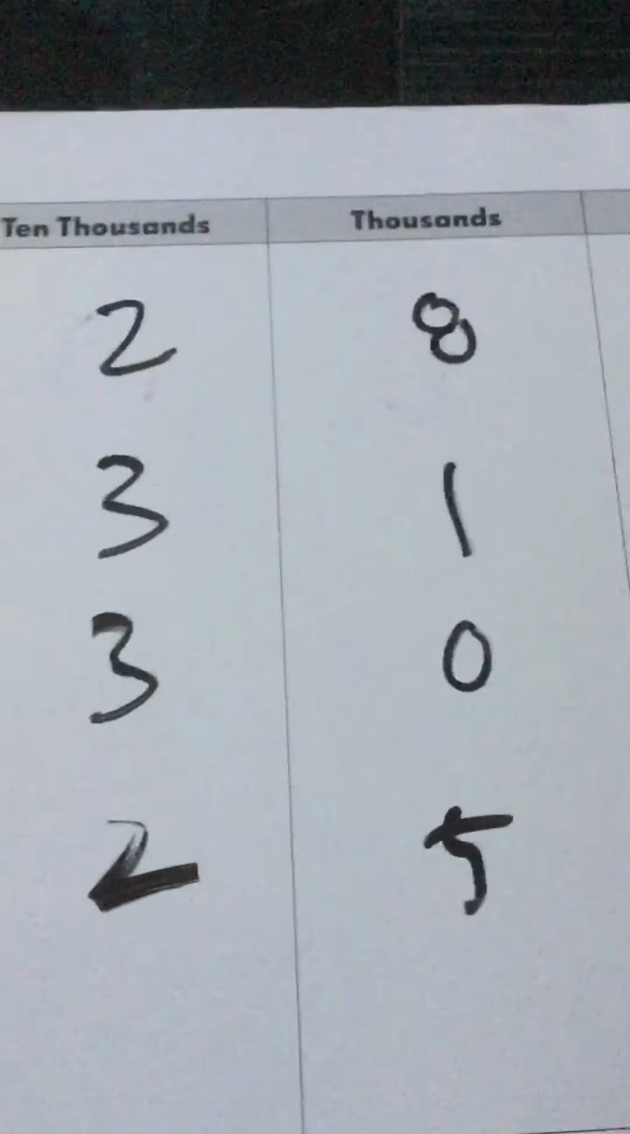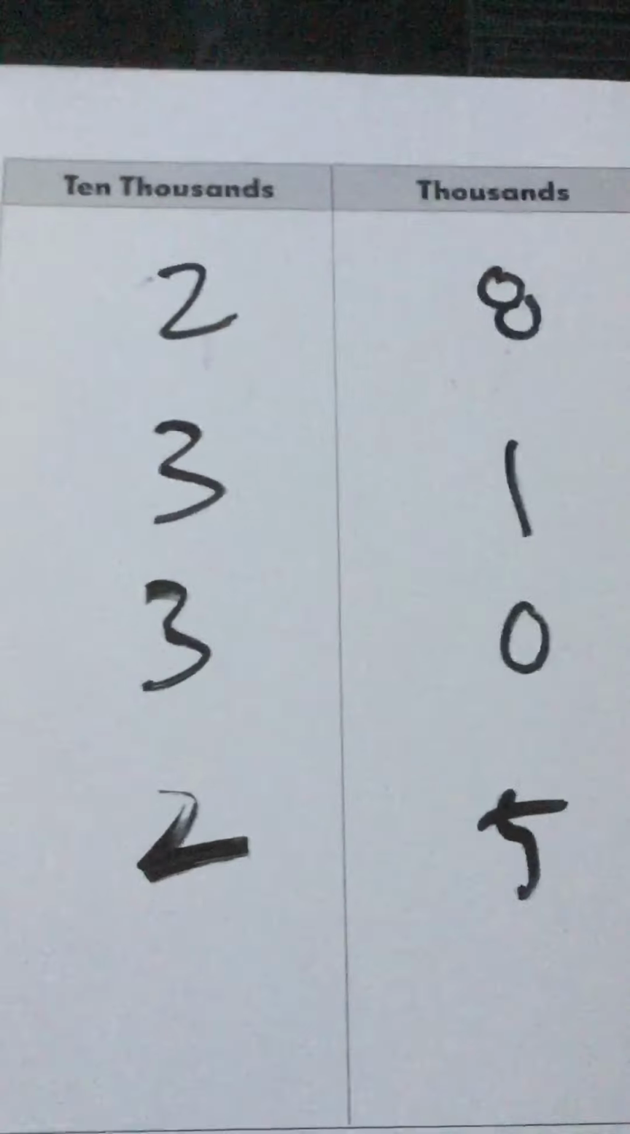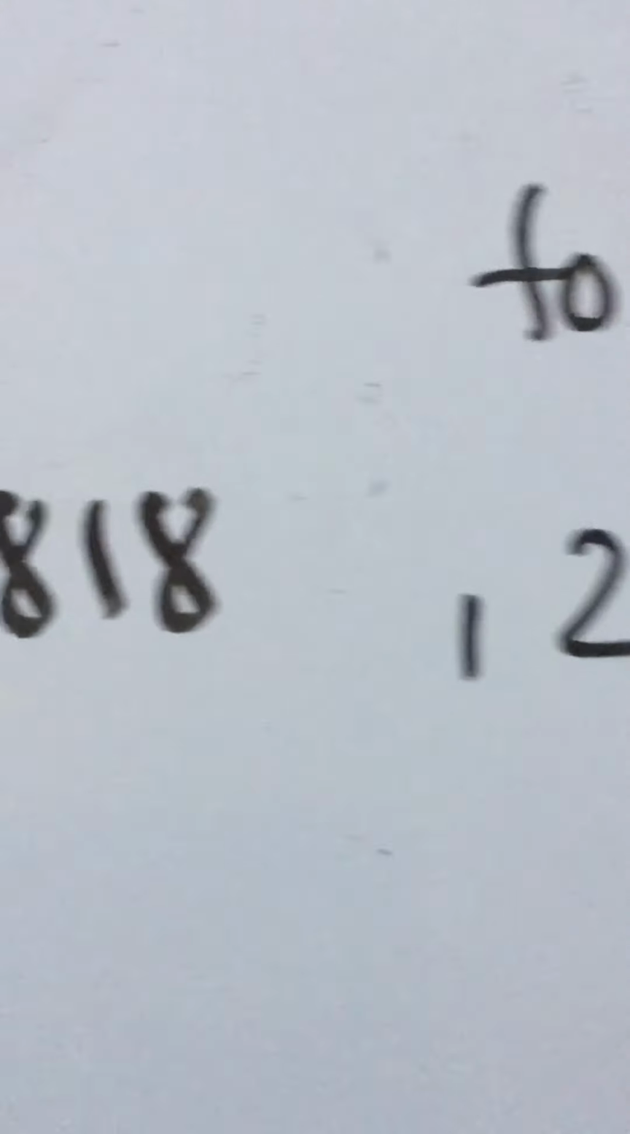25,818 is the least. I also know that the 28 would be the next one because it's also 2,000, which is less than our 3,000s. So my next number in order will be 28,517. I'm going to put a comma in between them to separate them out. Least is 25,818. Next, 28,517. Then I'm going to look at my numbers again.